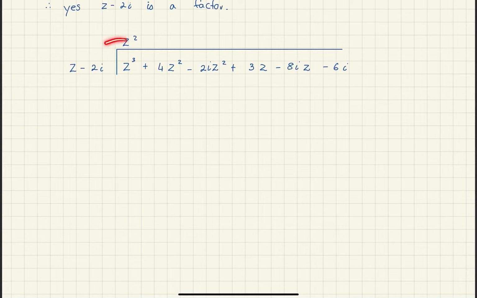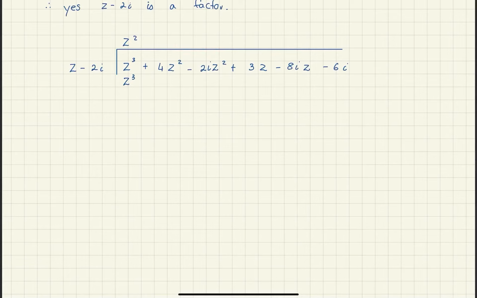Now we just multiply this down. So use multiplication. Z squared times z, that gives me z cubed. That's good. That means when I subtract, these will cancel each other out. But this z squared is now multiplied by negative 2i as well. So what is that going to give me? It's going to give me negative 2iz squared. Now you could write it anywhere really on this line, but I'm going to suggest you keep the imaginary parts under imaginary and the real parts under the real.